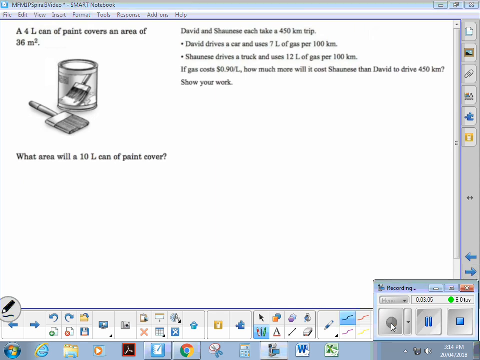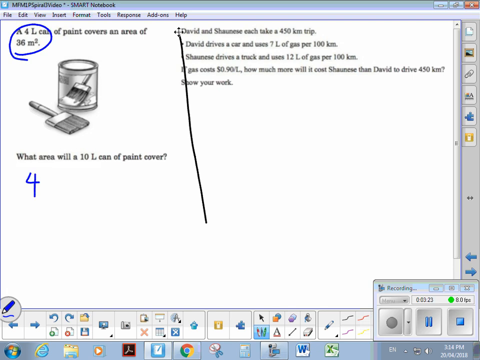So the next question here. A 4-liter can of paint covers an area of 36 meters squared. What area will 10 liters of paint cover? So this is a straight up proportion question. This is one particular scenario. So we know that if we have 4 liters, it covers 36 meters squared. What happens then if we have 10 liters? What area can be covered?